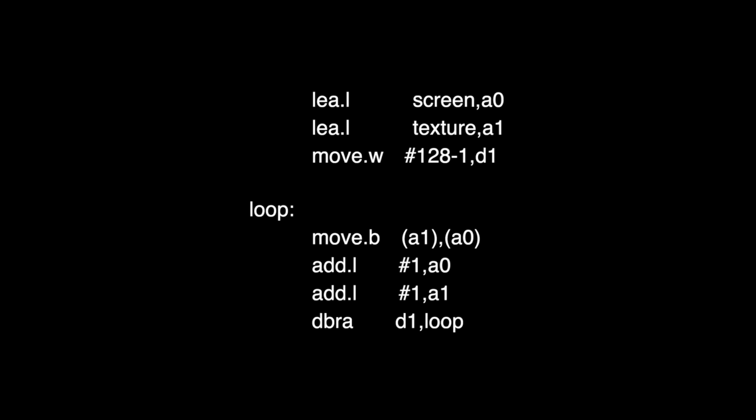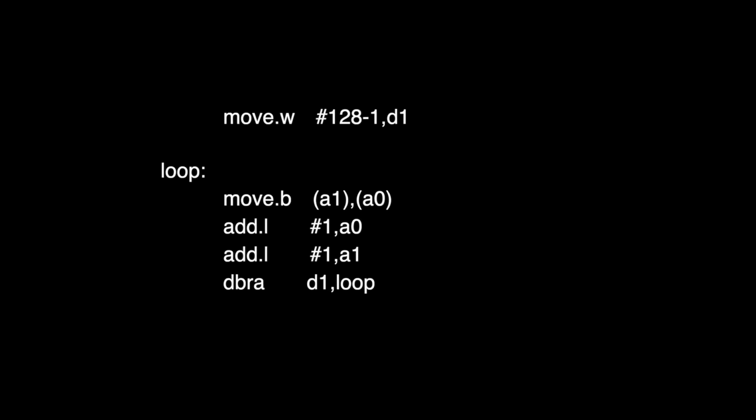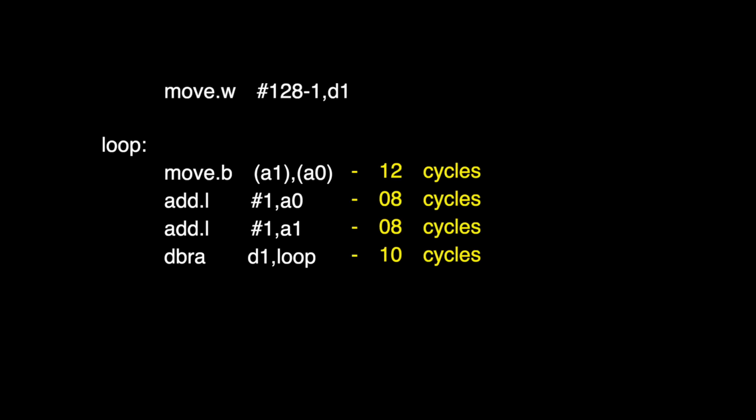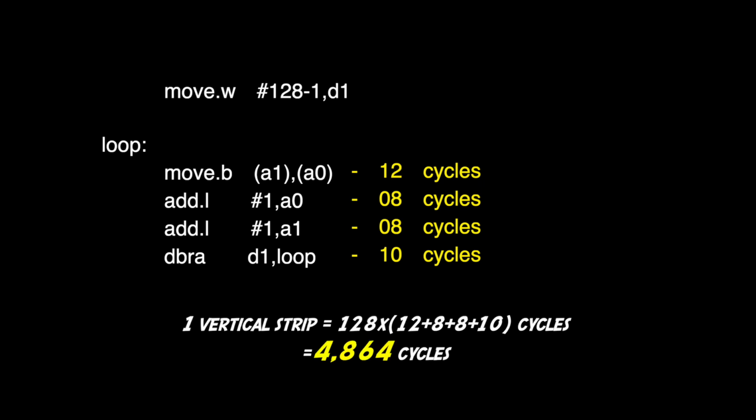But all we're interested in is speed. So let's have a look at how long this code would take to run. Each instruction takes a set number of cycles to execute. So each loop takes 38 cycles and we do it 128 times. So the total time to execute this strip is 4,864 cycles.